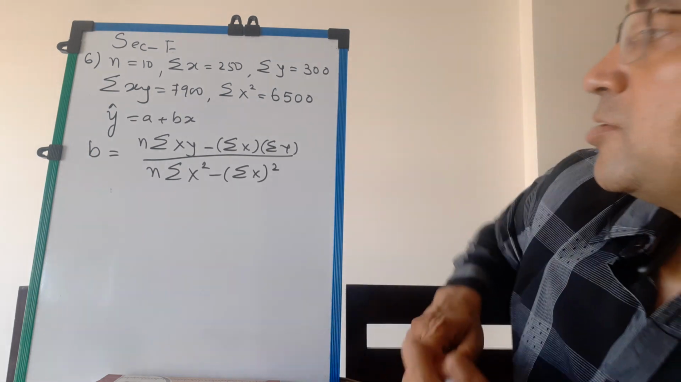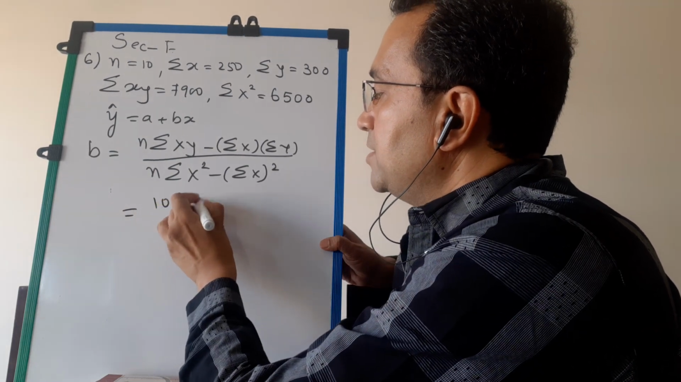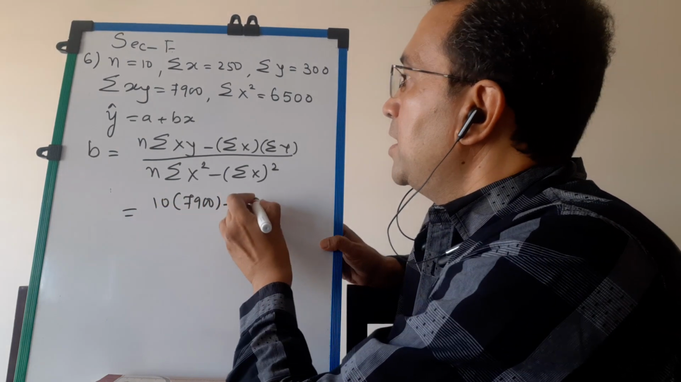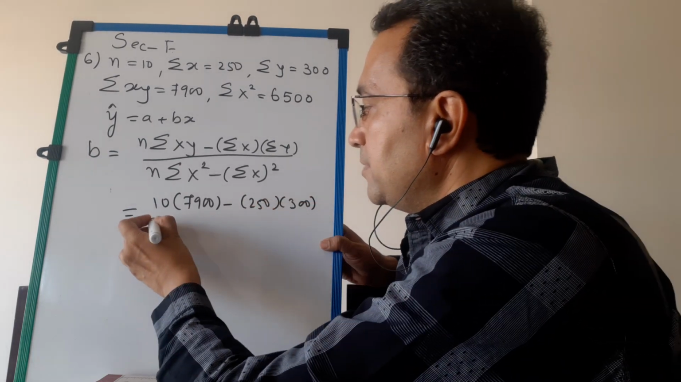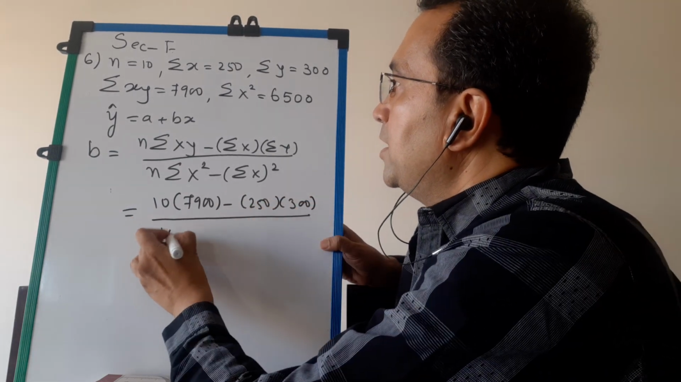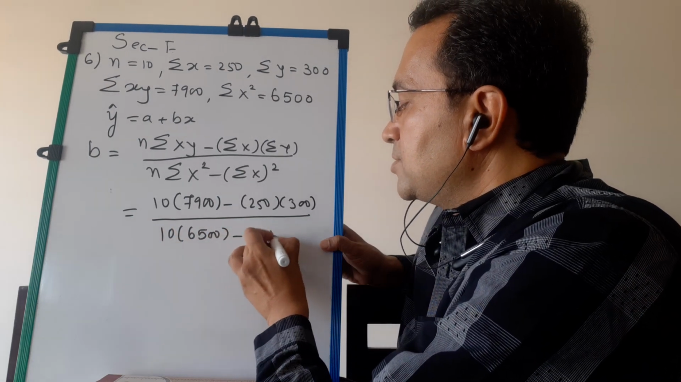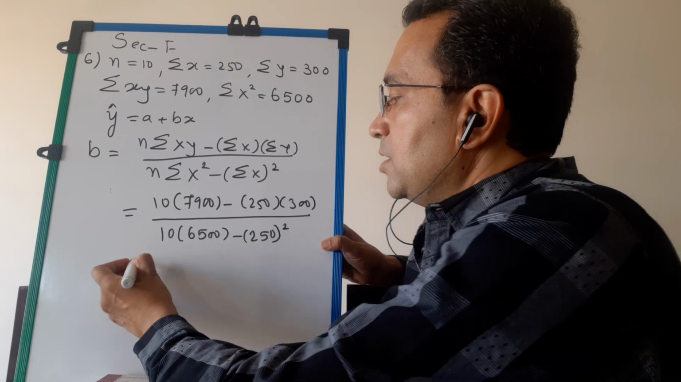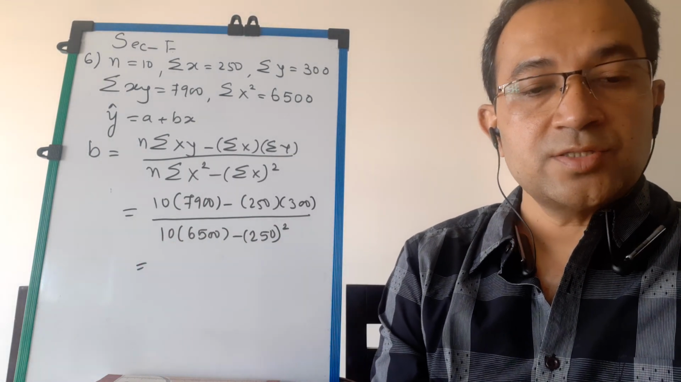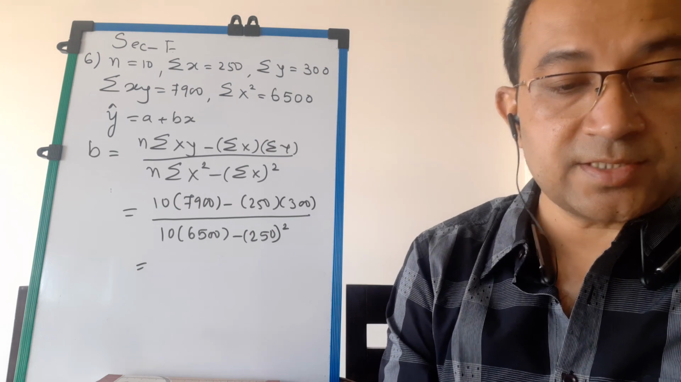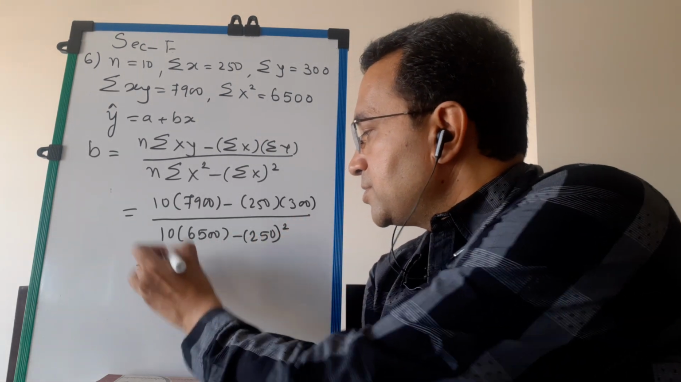Now if I substitute the values, we get n is 10, sigma xy is 7900 minus sigma x is 250, sigma y 300, upon n is 10, sigma x square is 6500 minus 250 the whole square, students. So if we simplify and check the answer, then the answer of b is coming to be 1.6.